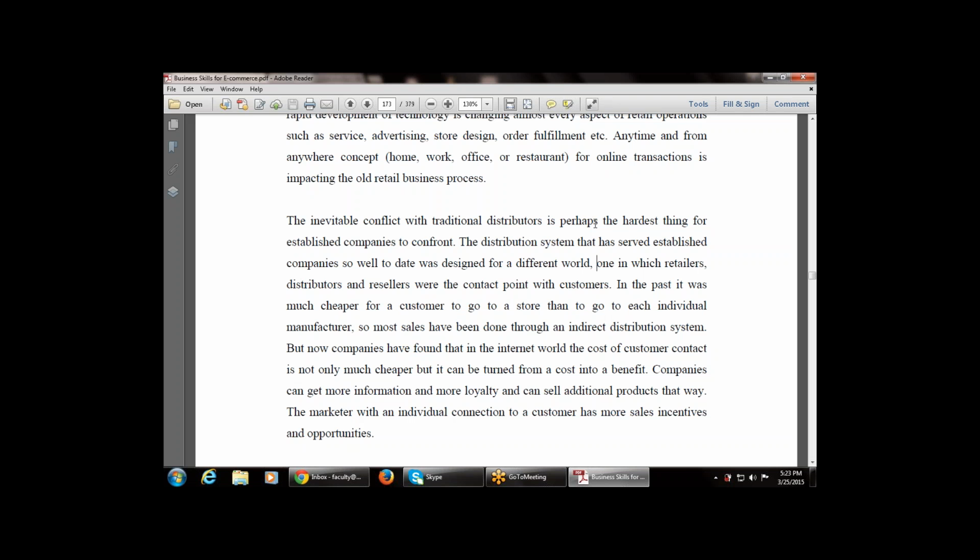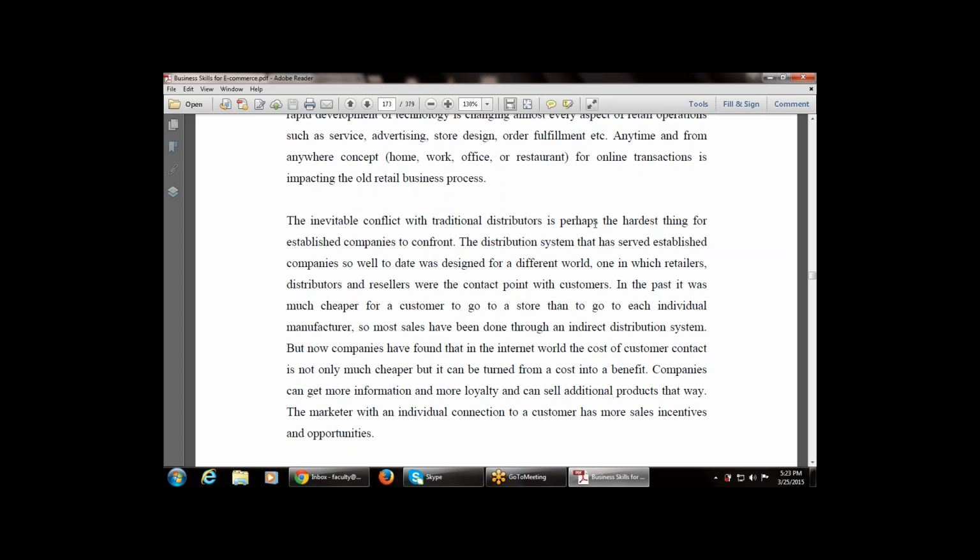The manufacturer provides the goods to the store, and the user, that is the customer, goes to the store to make the purchases. So now the store becomes the mediator between the manufacturer and the customer. But now companies have found that in the internet world, the cost of customer contact is not only much cheaper, but it can be turned from a cost into a benefit.